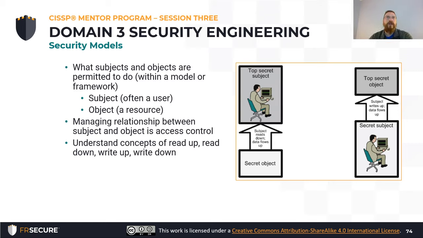All right, so security models. This is going to define what subjects and objects can do. To keep it simple, a subject is a user, and an object is a resource. So again, it's managing that relationship. We're going to need to understand the difference between read up, read down, write up, and write down. In this example, we have a secret object. I'm a top secret clearance, so I can read down below me. I can read the secret level. Secret flows up to top secret. That's one version. And then with a secret subject, I have a secret clearance, so I can actually write up to top secret, but I can't read it. We're going to go through this in a little bit more detail.